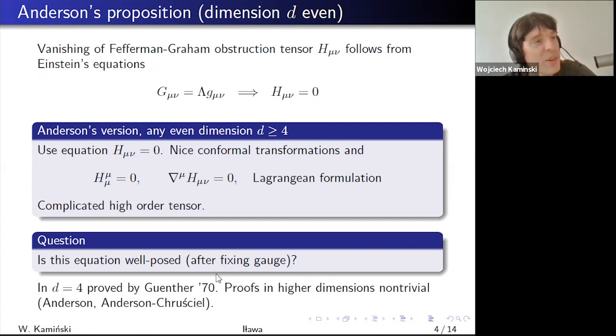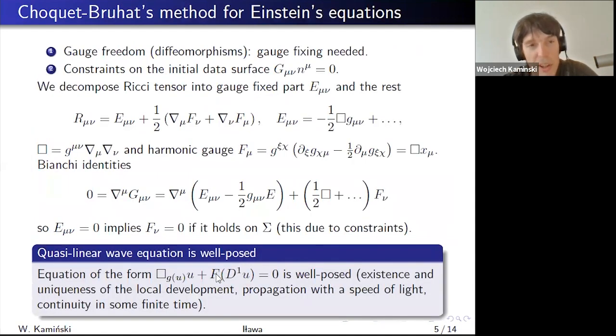Of course, maybe it doesn't sound so exciting, but we see that it also involves some very nice geometric structure. So the proof that the evolution is well posed. So maybe before that I will shortly remind how it is working for the Einstein equations. It's a quite famous result of Choquet-Bruhat.